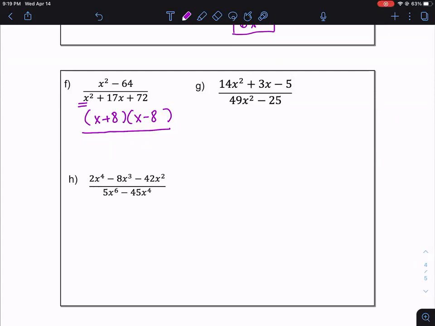The A value is 1. So I'm looking for factors of 72 that add to 17. And that's X plus 8 and X plus 9. 9 times 8 is going to be 72, and 9 plus 8 would be 17. I'm then going to reduce the X plus 8s, and I'm left with X minus 8 over X plus 9.